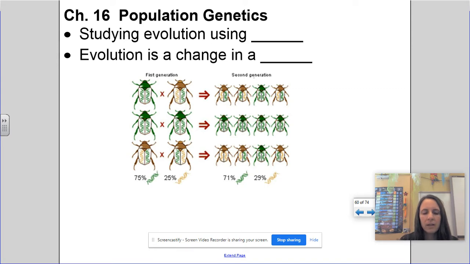Population genetics is going to be studying evolution using genetic principles because evolution is a change in a population's genetic material over time. For example, we have a random little selection of beetles, and in the first generation, there are 75% that are green with the green gene, 25% are yellow. And then in the next generation, we have a slightly different percentage. So you know what has happened? A little bit of evolution.